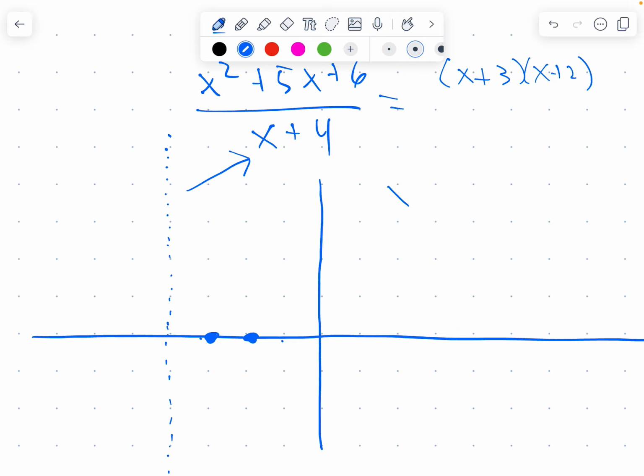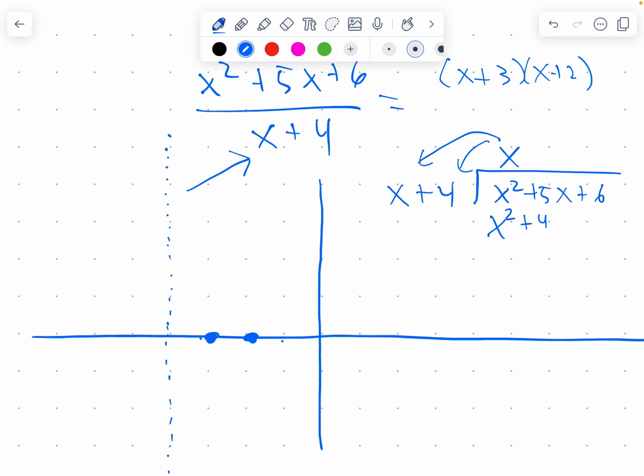We have to use, let's do long division. x + 4 into x squared plus 5x plus 6. When I do the long division, we'll put an x up there. Multiply this by both of those. That's going to give you x squared plus 4x. Now we subtract. And then we're going to do a 1, and that's going to give us x plus 4.